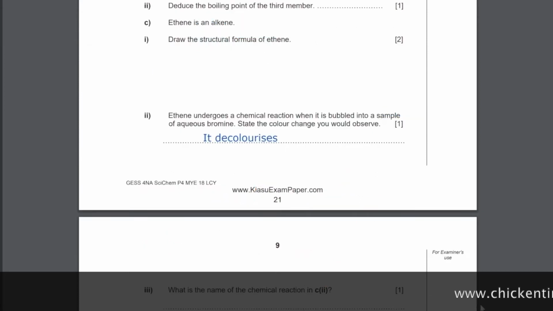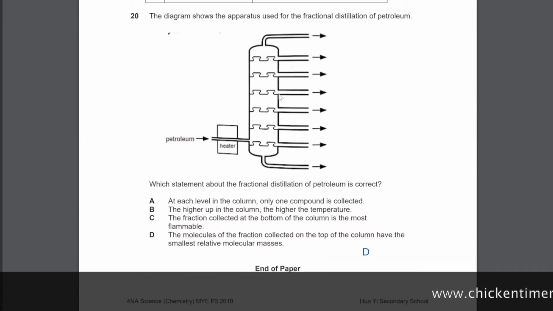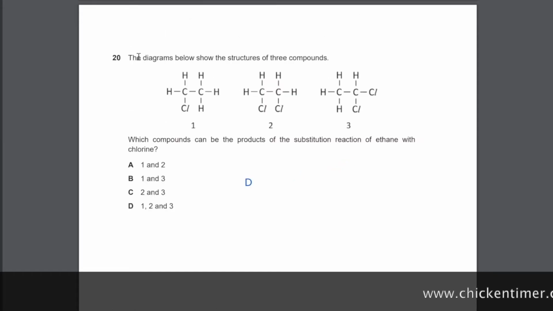Part 2, part 3. State the color change. So it's from what color to another color? From brown, it decolorizes. So decolorized means colorless, right? They say state the color change, so you have to say what color to another color. So it is brown to colorless. Formulation is correct. They also accept addition reaction. Question 20. 20 is D, correct. 19 is B, correct. 20 is D, correct.